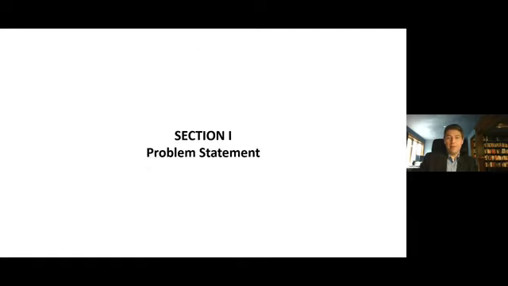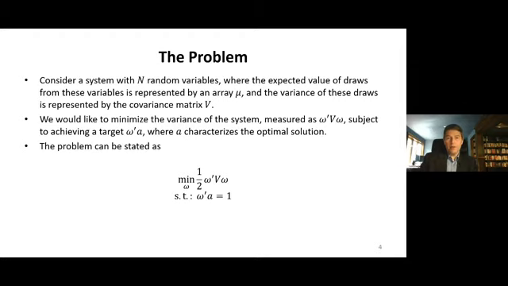The problem statement is the following. We're trying to build a portfolio of n random variables, n stocks or bonds and futures. And what we have is two inputs. Number one, the array of expected excess returns, mu, and the covariance matrix of excess returns, V.